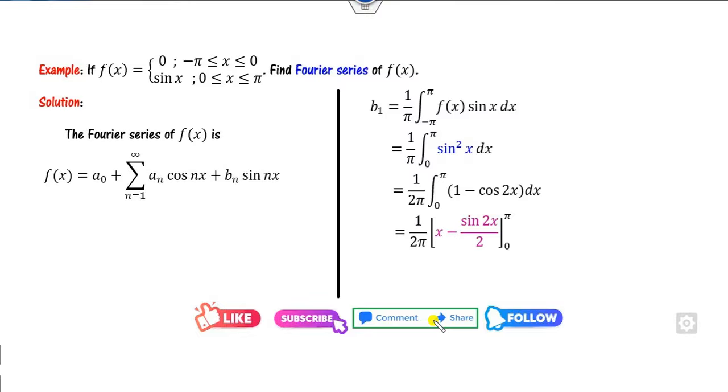Now you can substitute the limits. What is the limit of pi? It's pi. Sine 2 pi is 0. When you substitute 0, it is 0. So the answer will be 1 over 2.